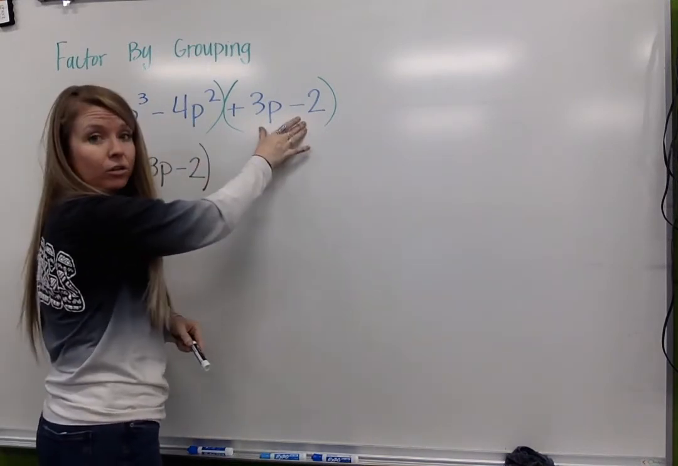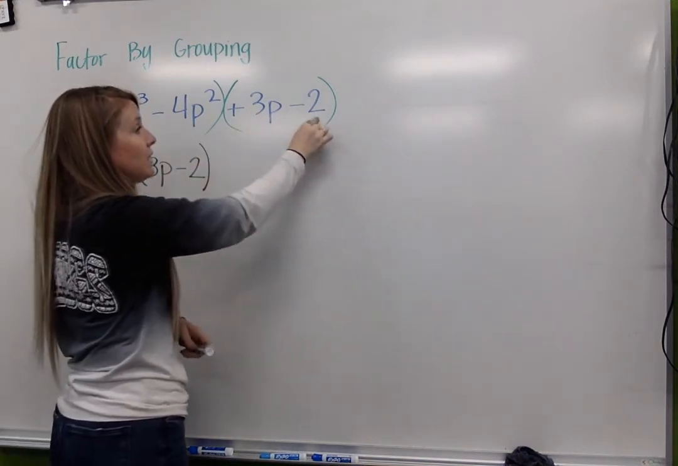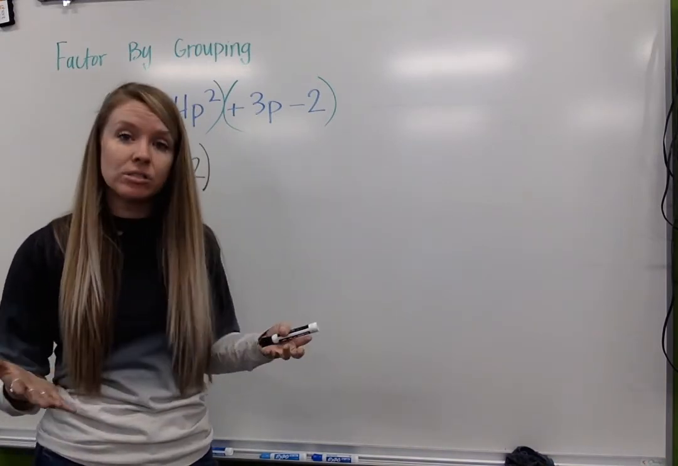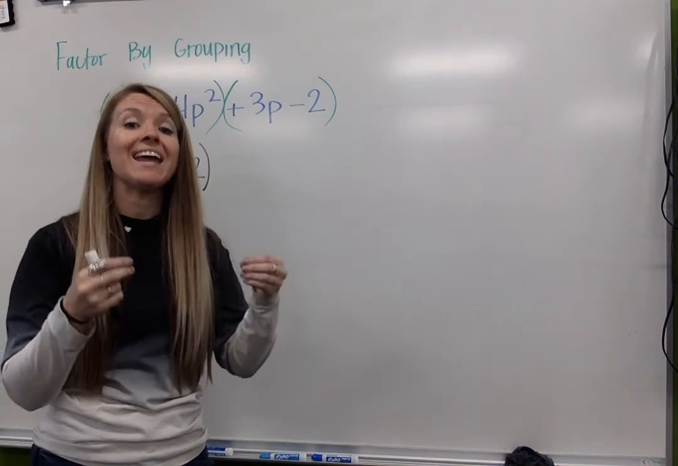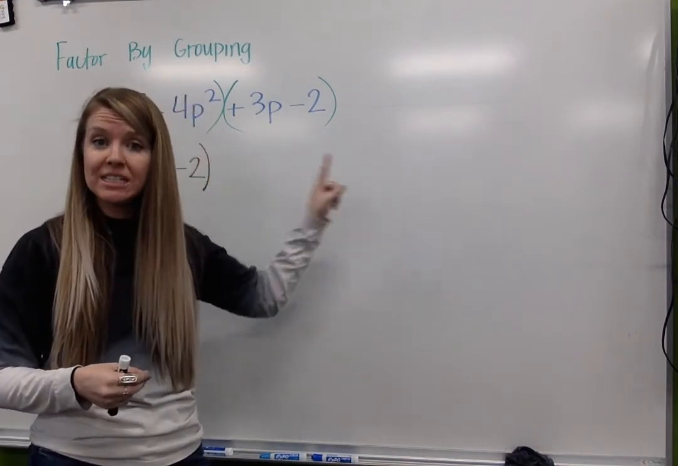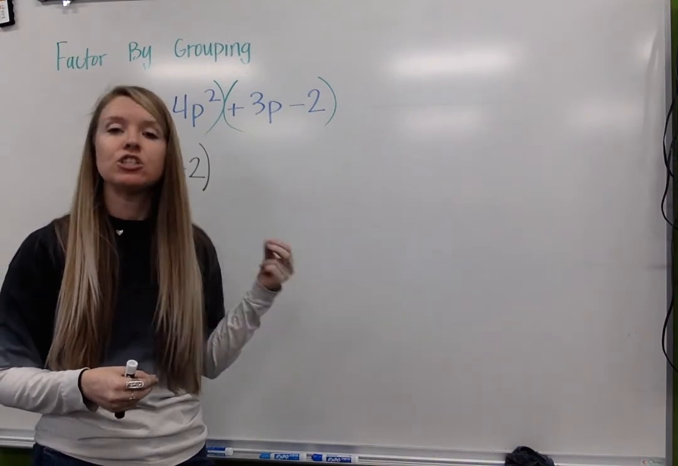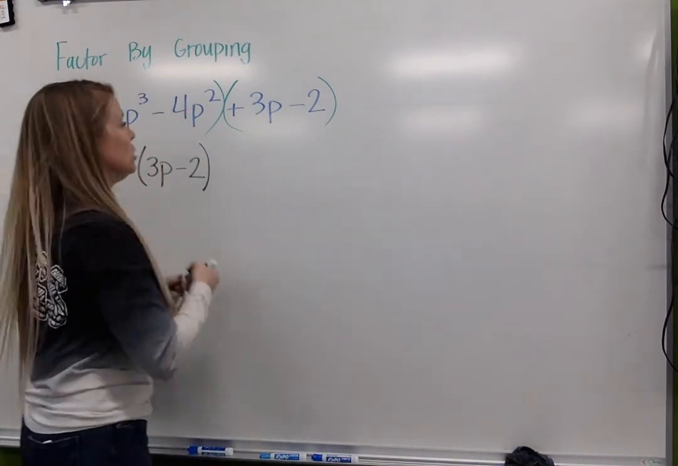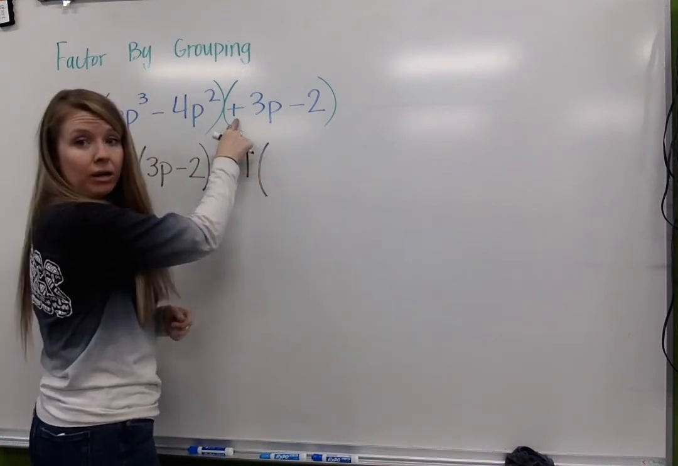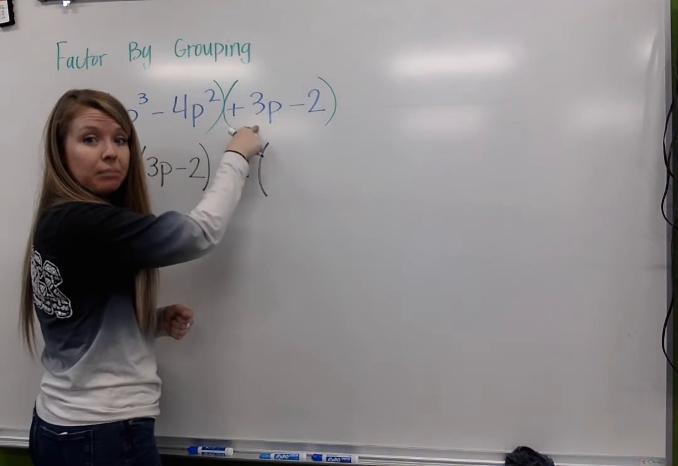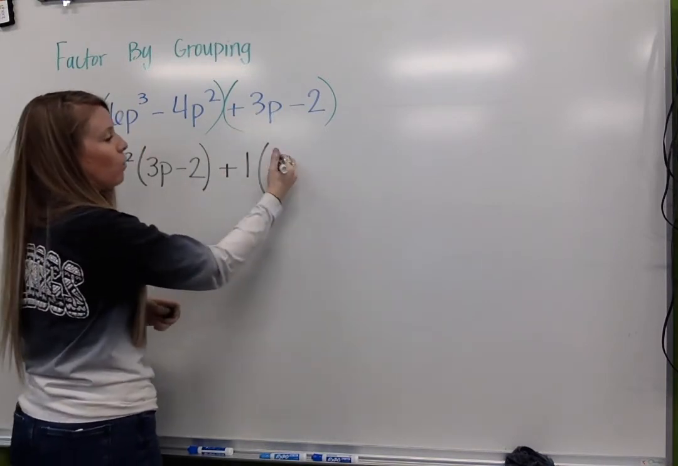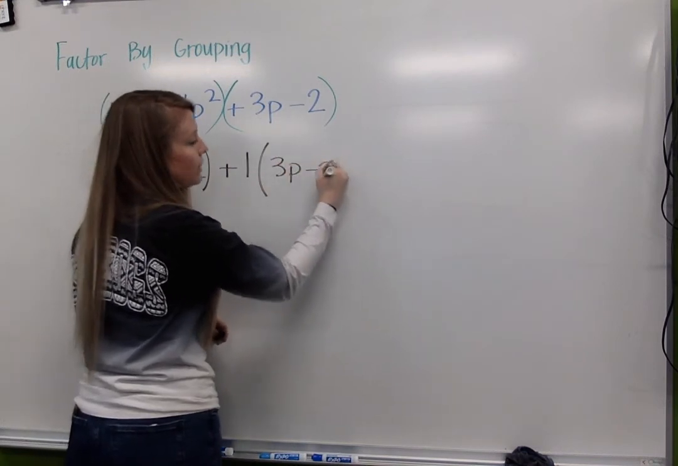So then I look at the second group. 3p and negative 2, what do they have in common? And honestly, I don't see anything they have in common, so what they have in common is 1. If there's no GCF that we can find, their GCF is 1. So I'm going to factor out a positive 1. Remember, if this would have been a negative 3p, I would have taken the negative with me. So I'm going to factor out a 1, which leaves 3p minus 2.